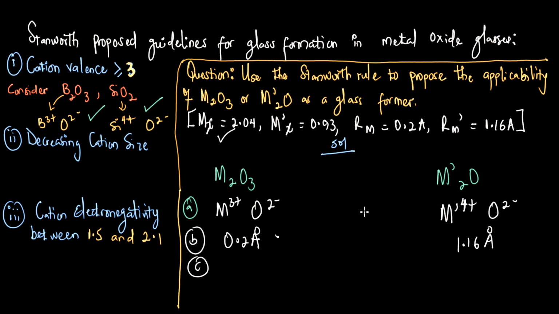So this is out. Basically we could see, let's put it this way, that this is more applicable. We can write it: more applicable for glass formation than the other oxide here. So that's the answer.